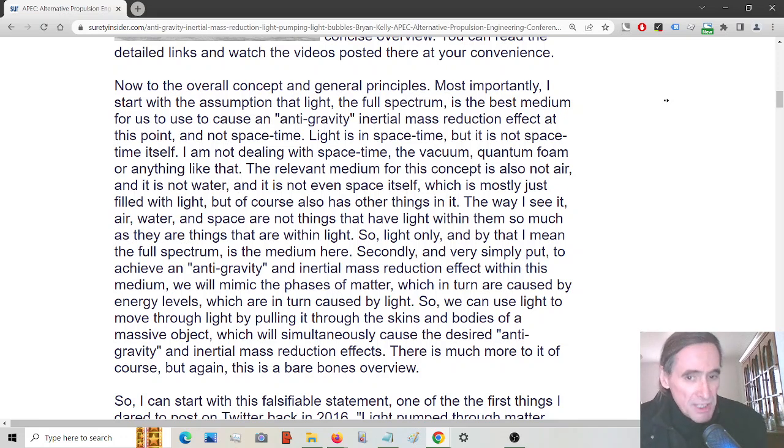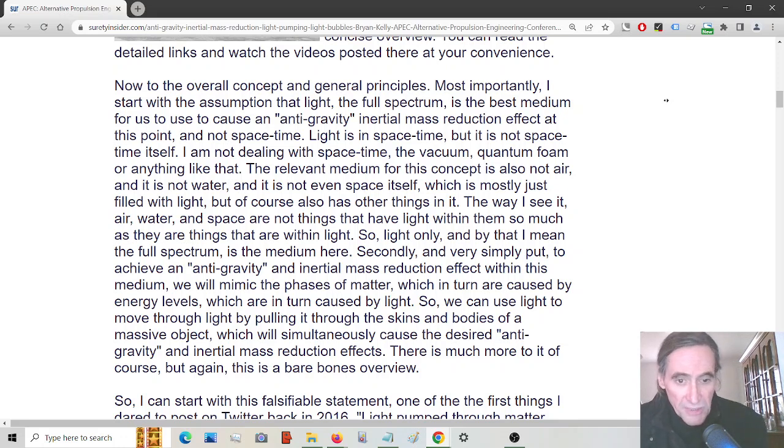The relevant medium for this concept is also not air, and it is not water, and it is not even space itself, which is mostly just filled with light, but of course has other things in it. The way I see it, air, water, and space are not things that have light within them so much as they are things that are within light. So, light only, and by that I mean the full spectrum, is the medium here.